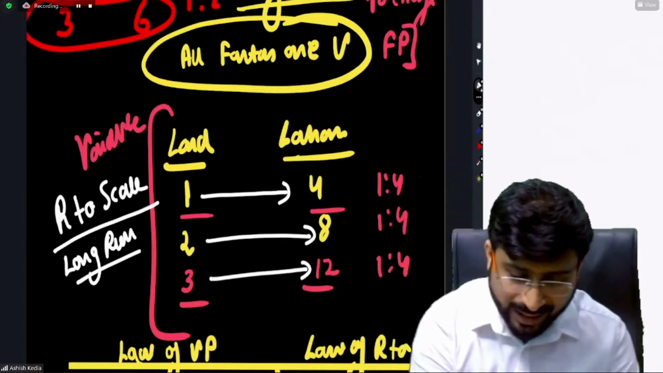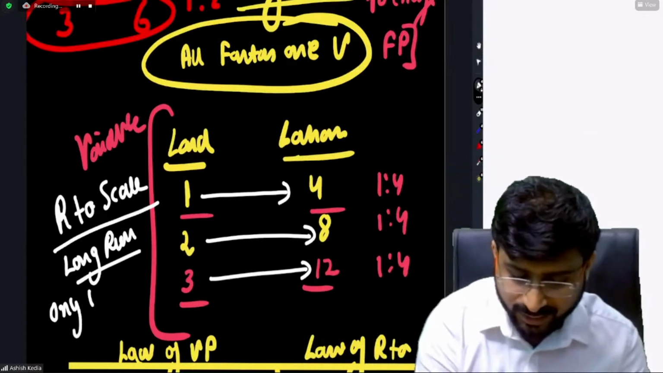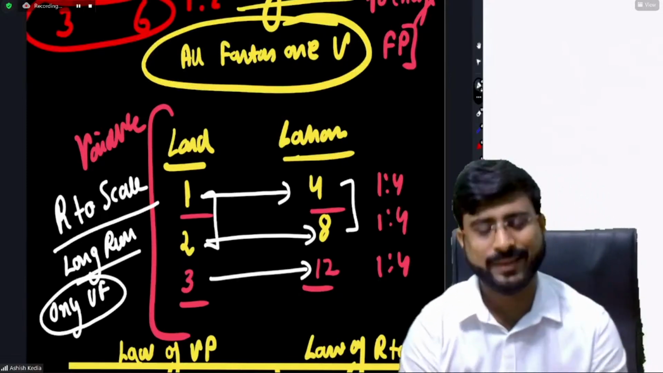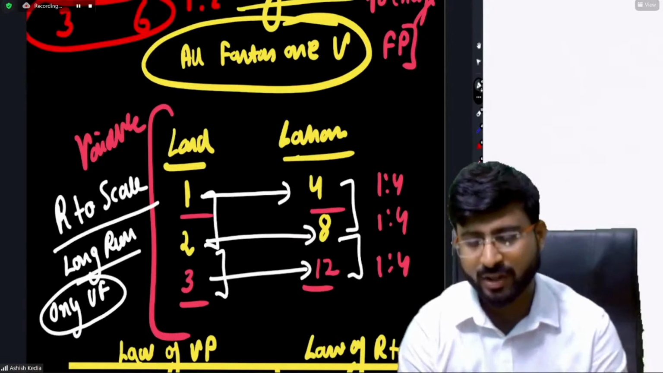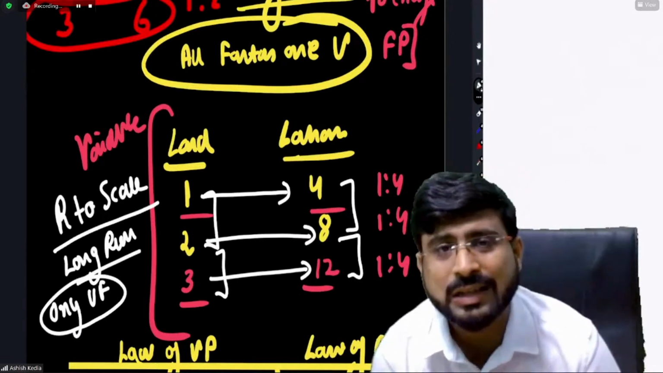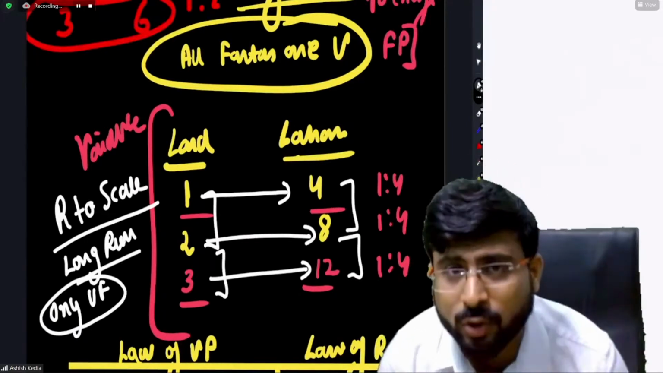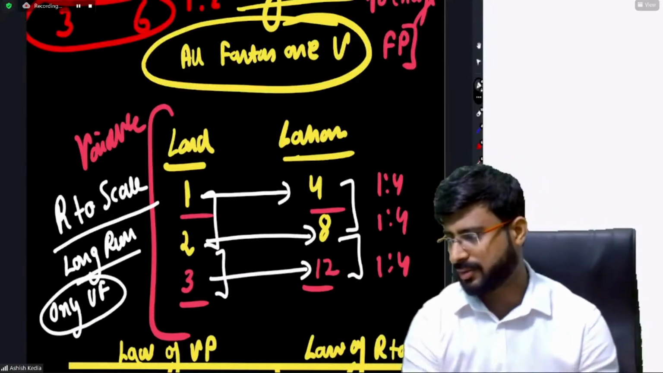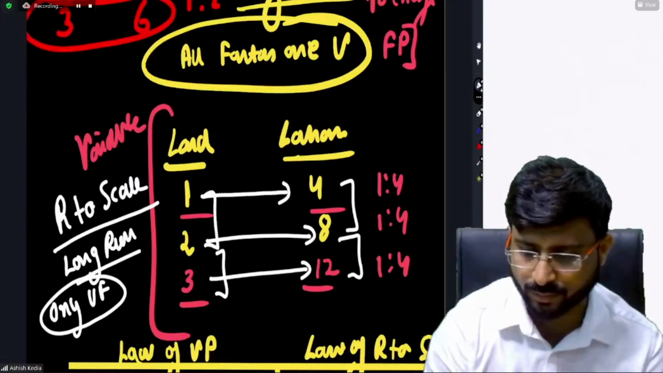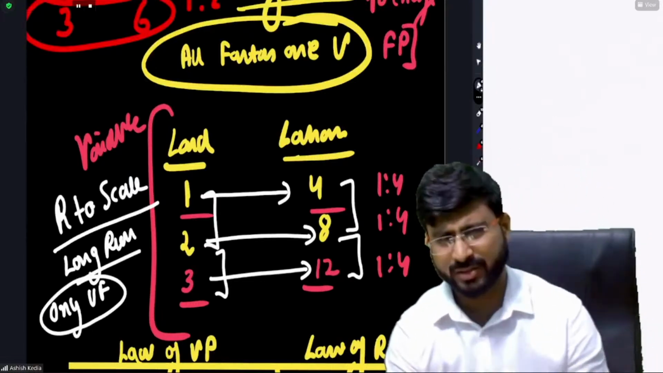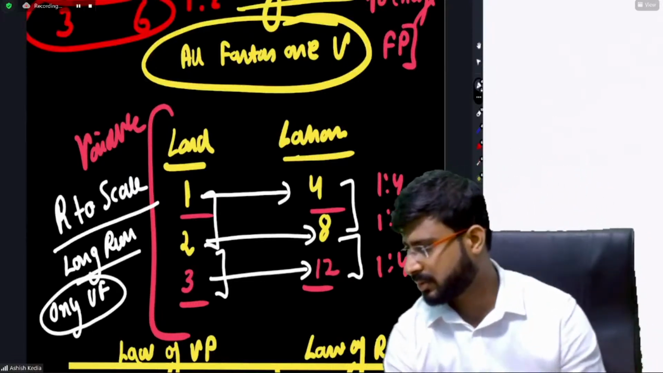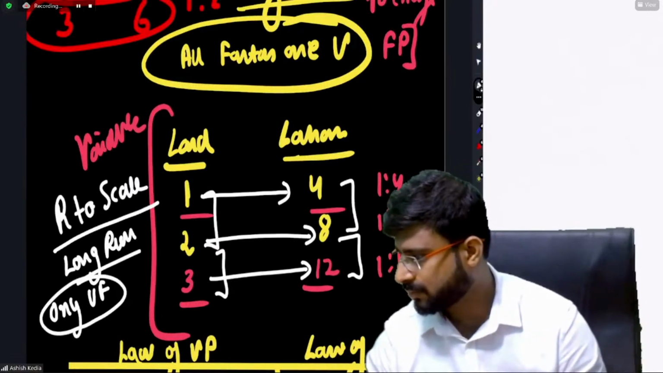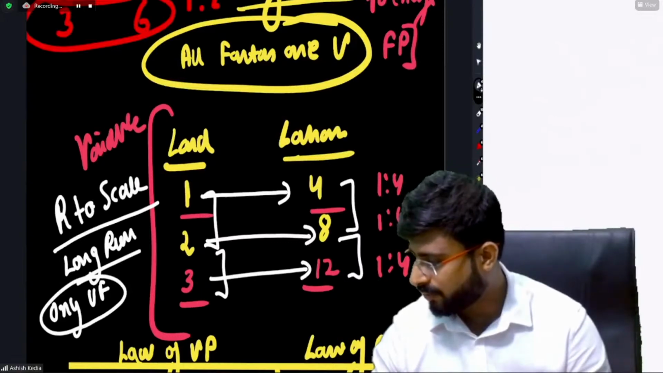Very good. Only variable factors. This is why it is possible to change both land and labor. That is the magic here. Is that clear, everyone? Very, very good.